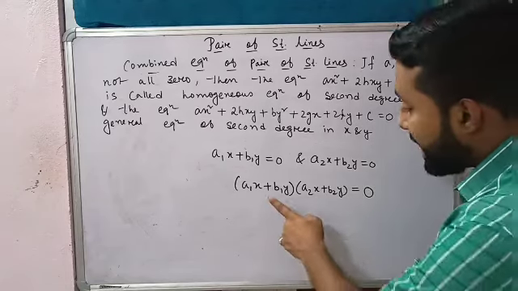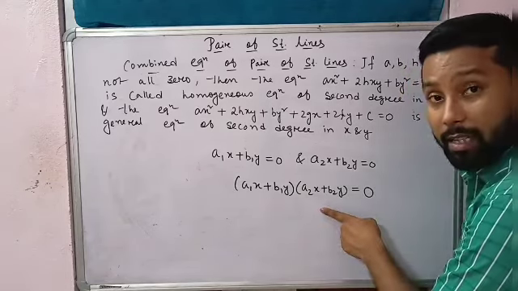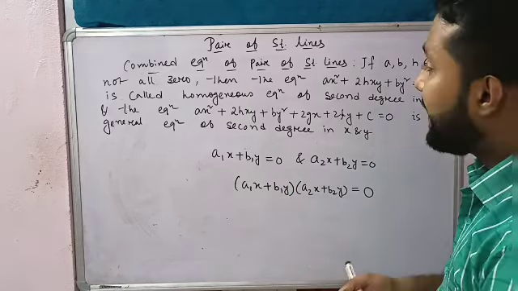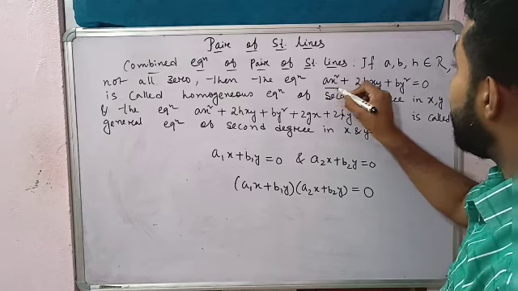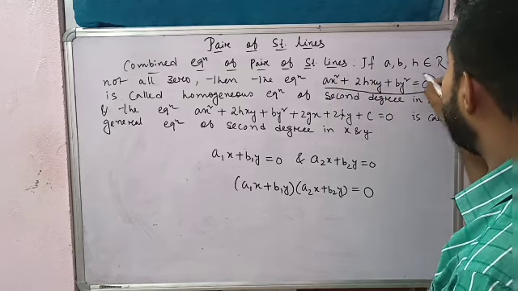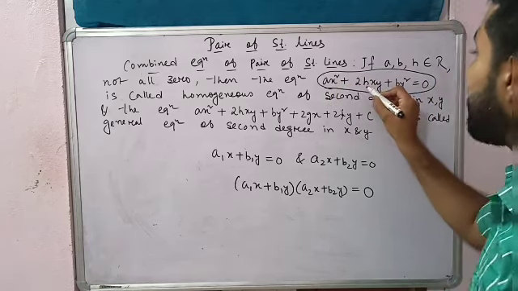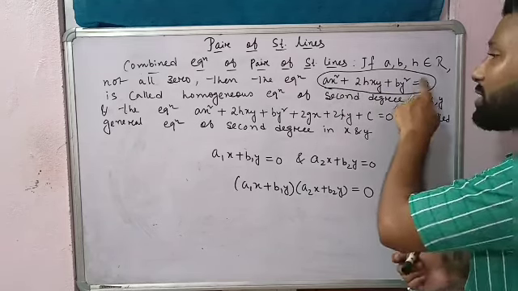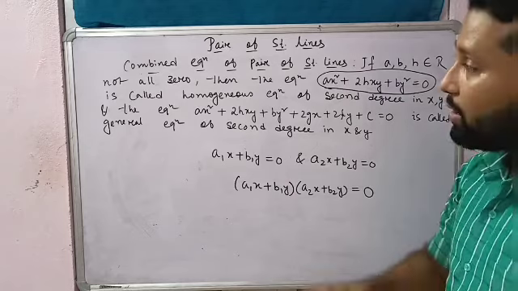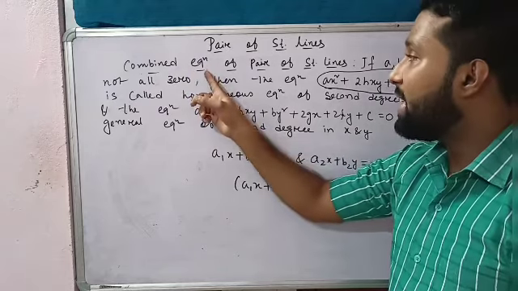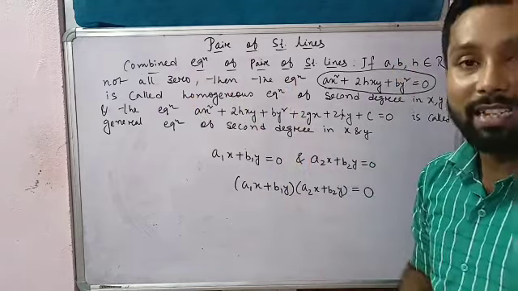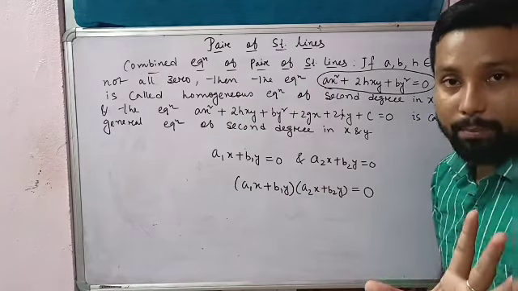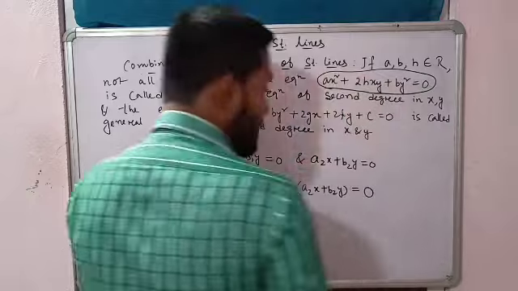Now if I expand this equation, listen, then we'll get the equation in the form of ax square plus 2hxy plus by square is equal to 0. Okay, already I have given the heading: combined equation of pair of straight lines. If I expand these two equations, I will give an example. Let me finish this part first.